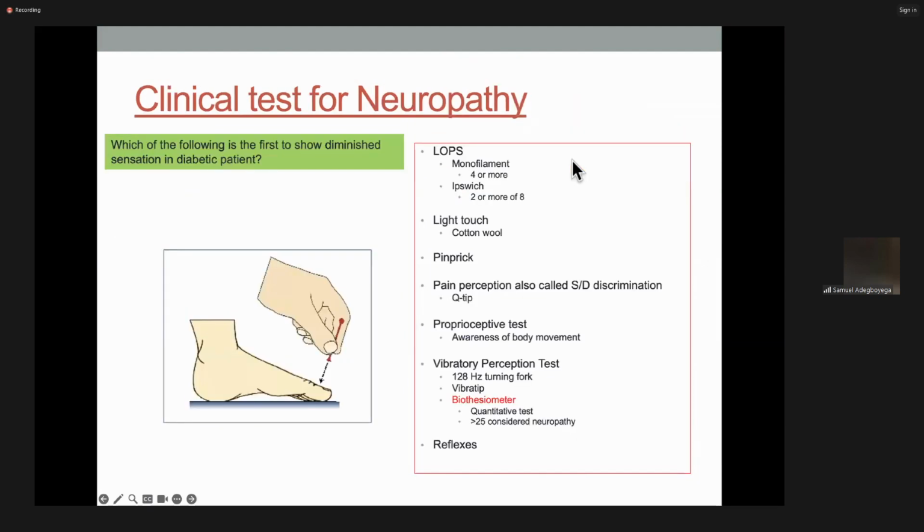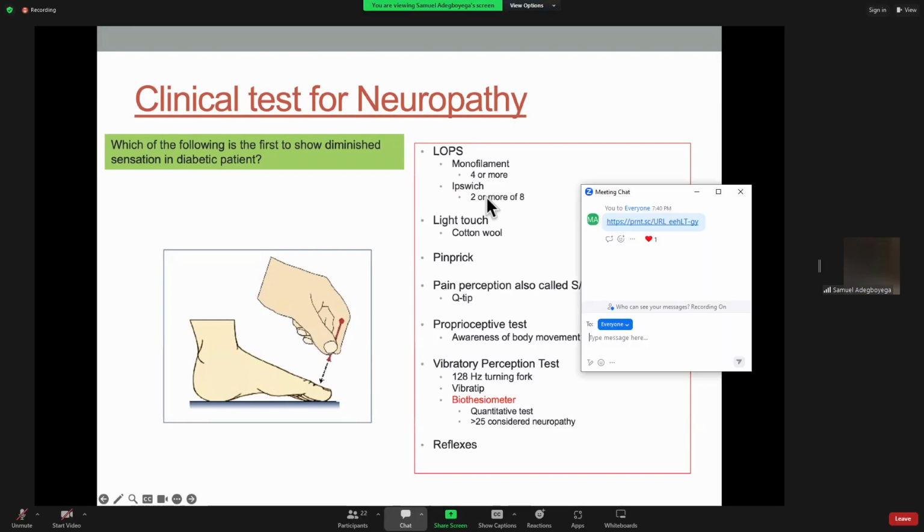So when it comes to testing for neuropathy, there's something called loss of protective sensation. Loss of protective sensation is pretty much testing for large fibers. So your monofilament, your Ipswich, your light touch, your pinprick, your sharp dull, your vibratory. They're pretty much testing for large fibers. Your reflexes, they're checking for large fibers. What can I use to check for small fiber neuropathy?